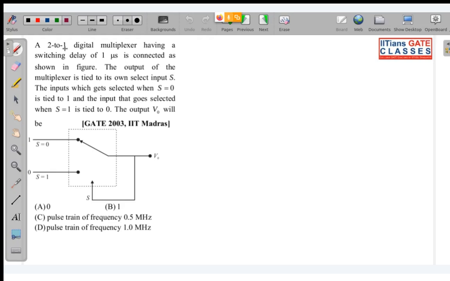A 2 to 1 digital multiplexer having a switching delay of 1 microsecond is connected as shown in figure. The output of the multiplexer is tied to its own select input S. The input which gets selected when S equal to 0 is tied to 1 and the input that gets selected when S equal to 1 is tied to 0. The output V0 will be. Okay, fine.